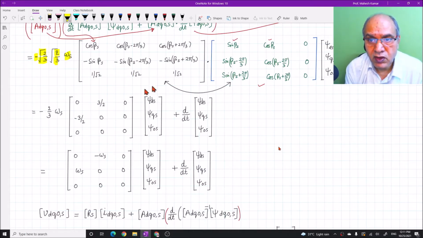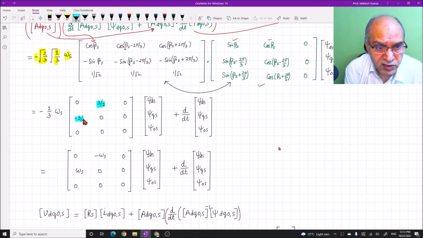Very interesting, because here you see there are almost 9 plus 6 terms, but when we multiply and simplify them, we get only 2 non-zero terms, and these non-zero terms have values of 3 by 2 and minus 3 by 2. I will take the minus inside and the 2 by 3 inside. We will get minus omega s and omega s, because omega s will come here. So we have only 2 non-zero terms, that is minus omega s in the first row in the middle and omega s in the second row as the first element.